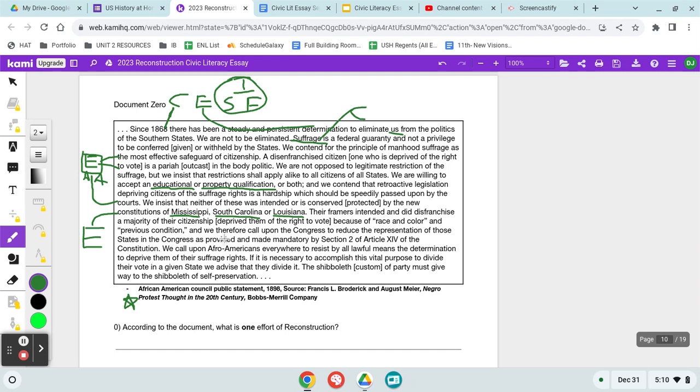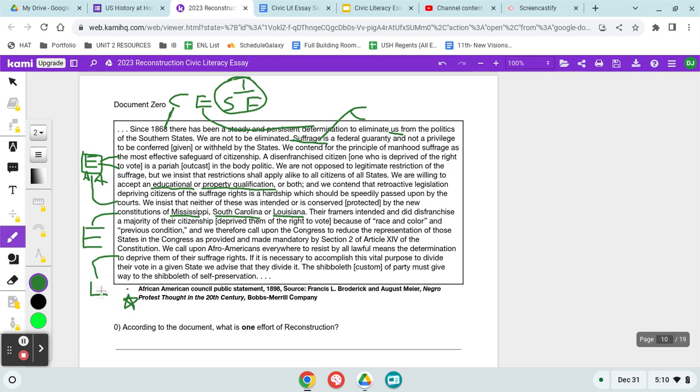And so then it goes on to say, we therefore, again, African Americans, "call upon the Congress to reduce the representation of those states in the Congress as provided and made mandatory by Section 2 of Article 14 of the Constitution." They are getting technical here. We're not going to get into that. "And furthermore, we call upon African Americans everywhere to resist by all lawful means the determination to deprive them of their suffrage rights." Number one, I fully agree with this.